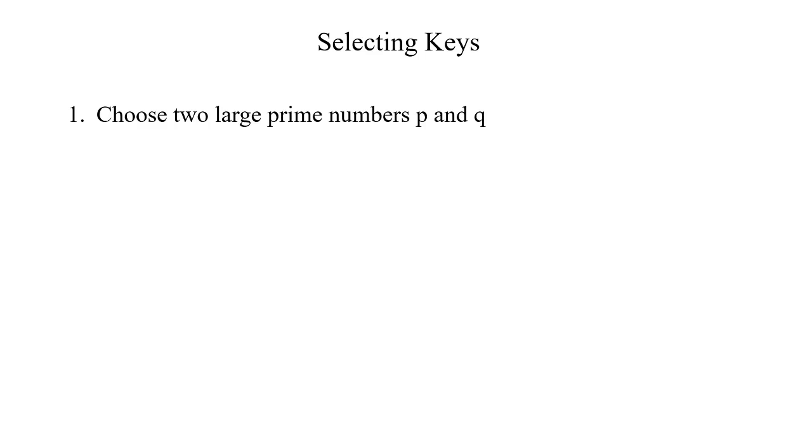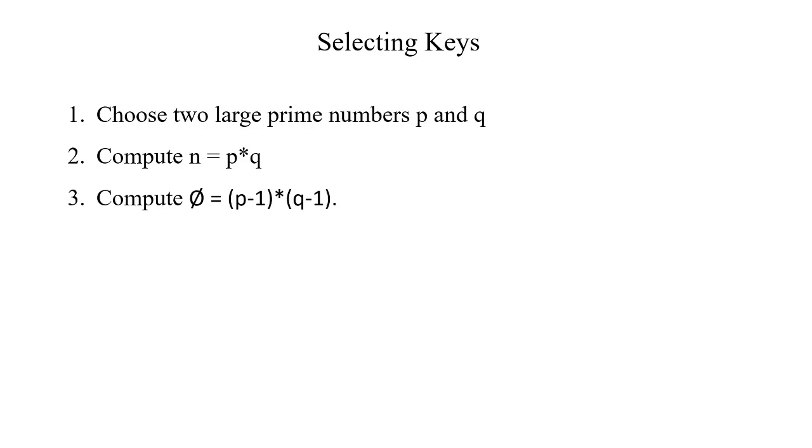Step number 1, choose two large prime numbers p and q. Prime numbers are the numbers which are divisible by itself and 1. Step number 2 is to compute the product of p and q, and we will term it as n. Step number 3 is to compute phi such that it will be the product of p minus 1 and q minus 1.